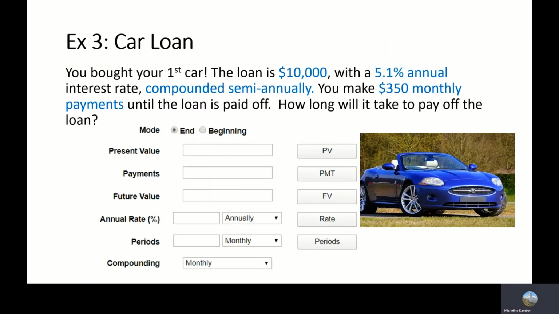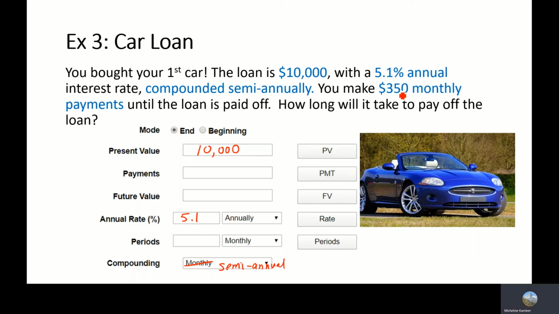Congratulations, you just bought your first car. It's a second-hand car, and you took out a $10,000 loan in order to buy it. The loan, therefore, that's money you received, so that would be positive because it's money that was given to you, is now in your pocket, and you have that financed at 5.1%. It's an annual rate, but it's compounded semi-annually. So we'll set this to semi-annual.